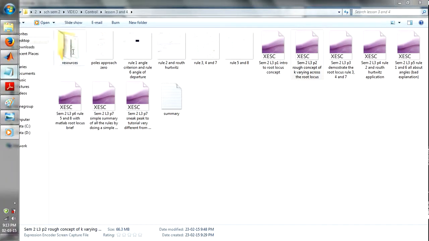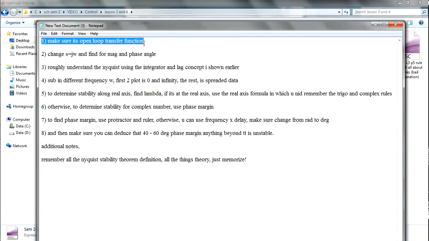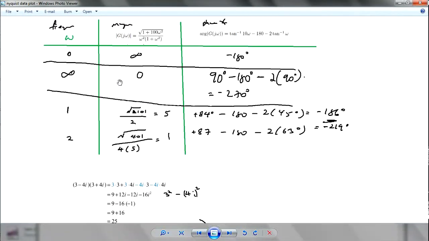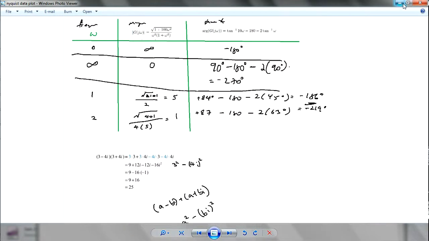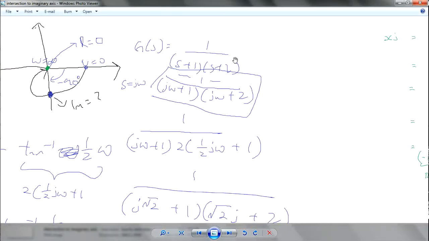So once you identify that it's an open loop transfer function, the next thing you need to know is to switch s equals to j omega. I think you get what I mean. For example, for your transfer function, what you need to do is replace s with j omega. Then you just sub in s equals j omega, and you have this portion over here done.